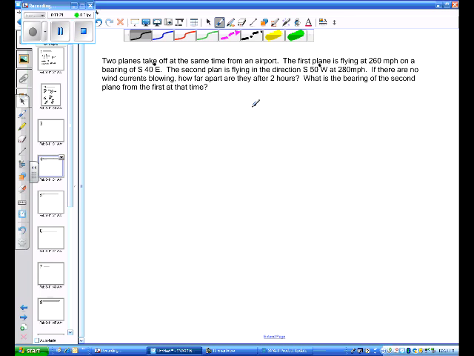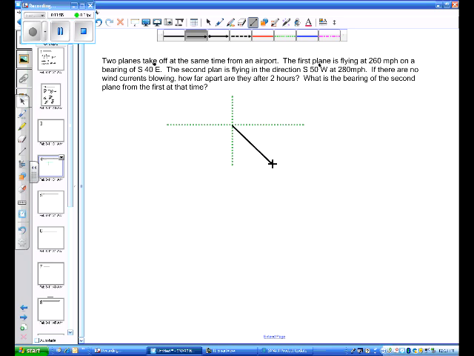Okay, we're going to draw this, and if you remember when we drew these before, we kind of had our north, south, east, west line. So I'm going to draw that here because we're going to be dealing from a point they took off at the same place. Now, this first plane is flying 260 miles per hour on a bearing of south 40 degrees toward the east. So we're going 40 degrees toward the east, and it's going at 260 miles per hour, which would be its magnitude.